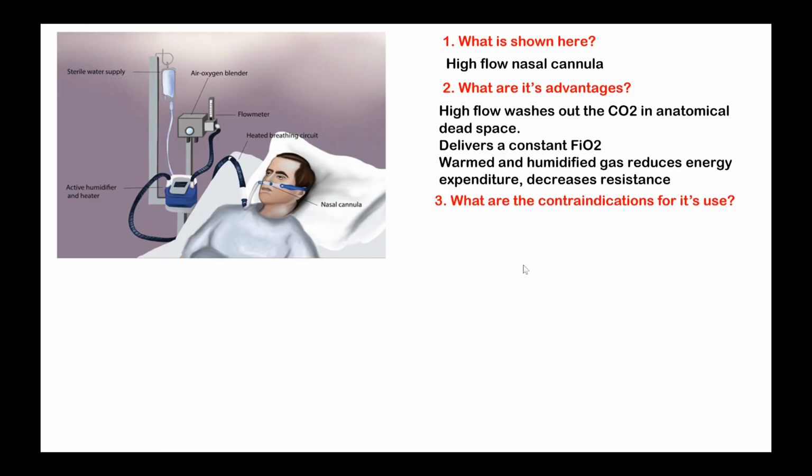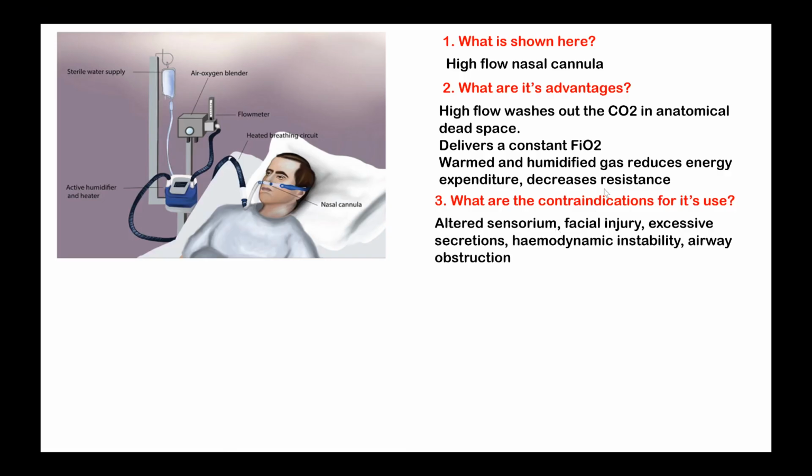What are the contraindications for its use? It can lead to hemodynamic instability, sir. Respiratory arrest. If the patient is in respiratory arrest or severe hypercapnia, any upper airway obstruction, we can't use this, sir.